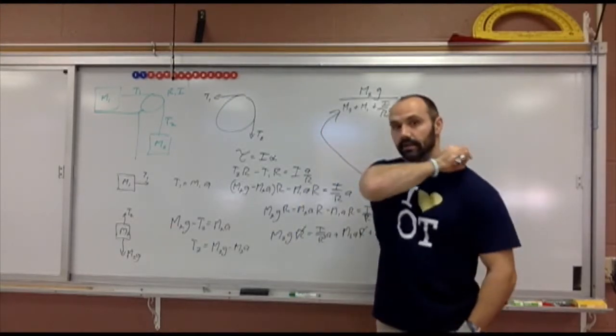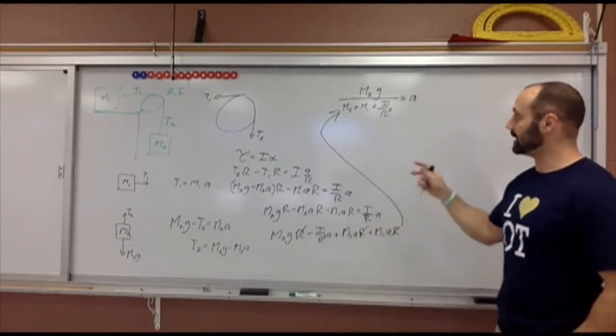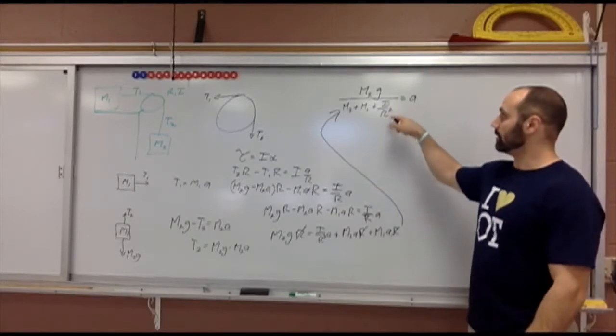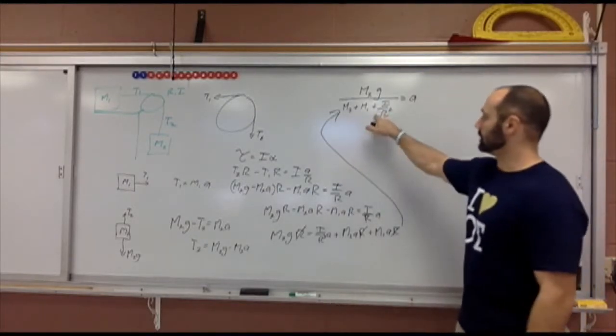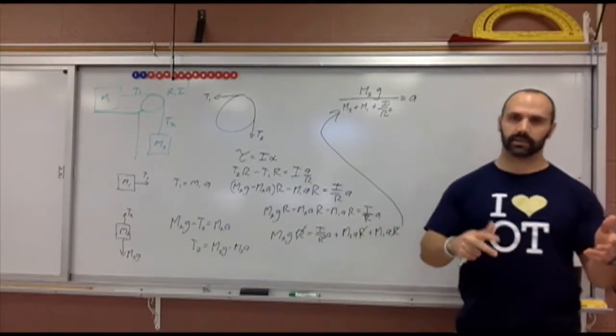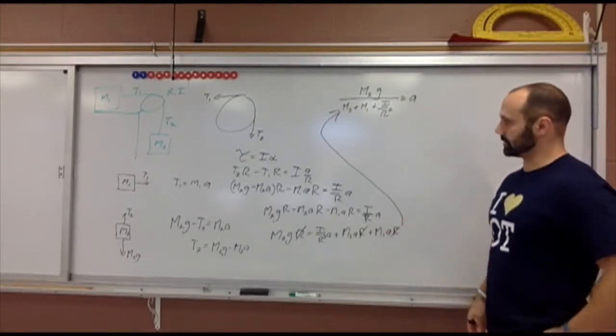And that looks a lot like the modified Atwood's machine from before, except again, I have the mass equivalent, we can call it, of the pulley here, right? I over R squared. I is in the form of kilograms times meters squared, so this gives me kilograms. It's a mass equivalent. That's the acceleration.